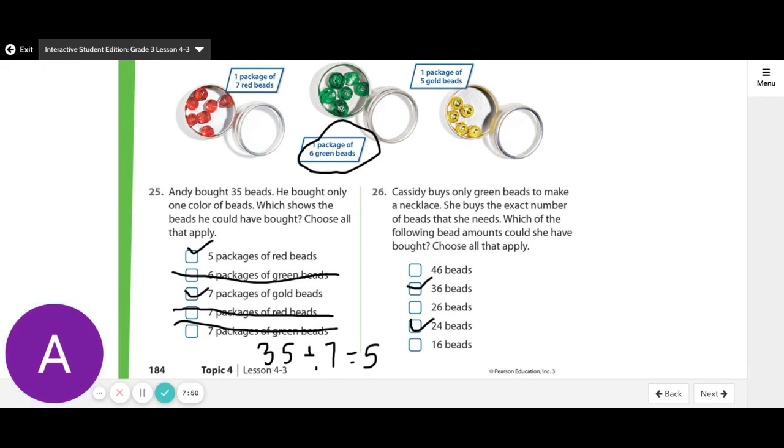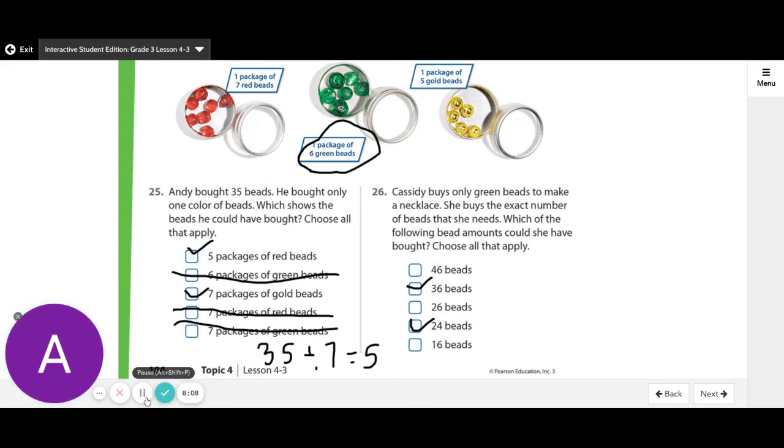6 times 7 is 42. 6 times 8 is 48, so she could buy 36 beads or 24 beads. Because with the 36 beads, she'd buy 6 packages of 6. And with the 24 beads, she'd buy 4 packages of 6.